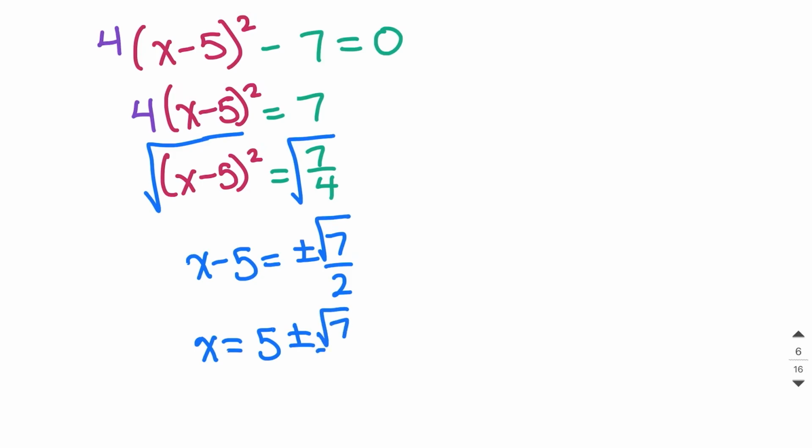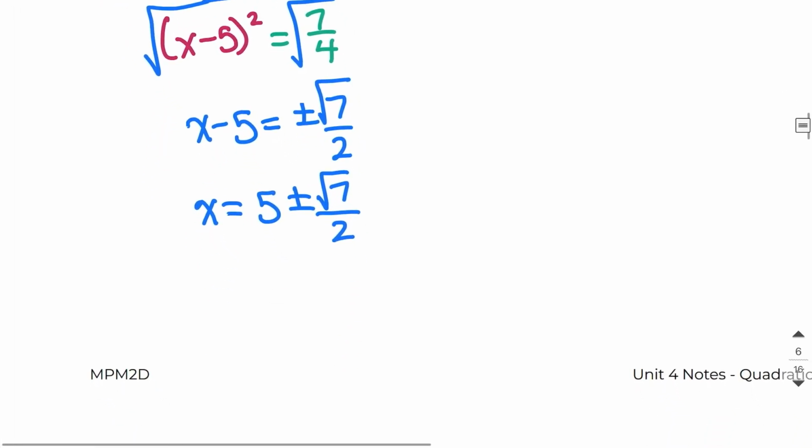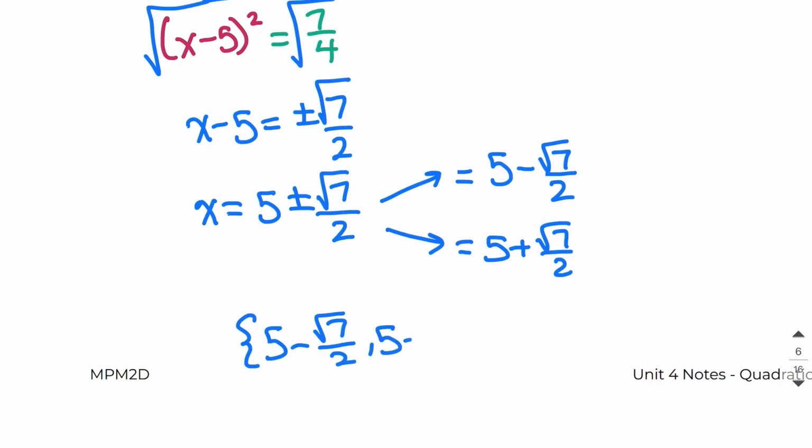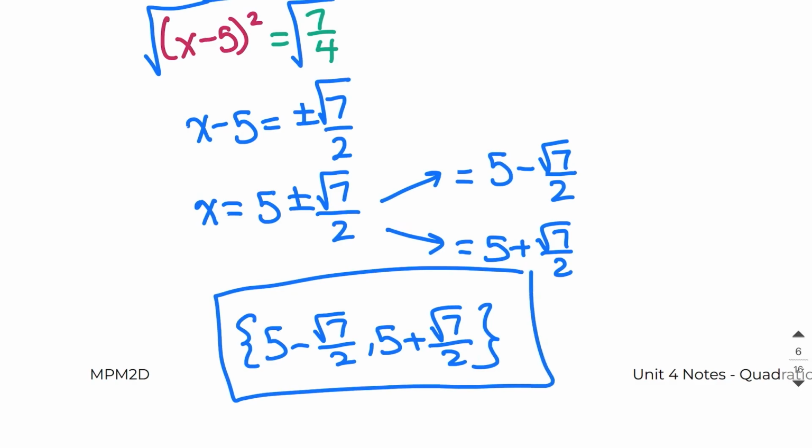Which means that my two solutions, because we need exact answers, are going to be 5 minus the square root of 7 over 2 and 5 plus the square root of 7 over 2. And I don't even have to type it into my calculator if I'm asked for exact values. And this is my solution.